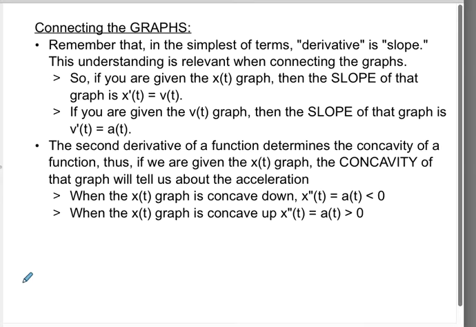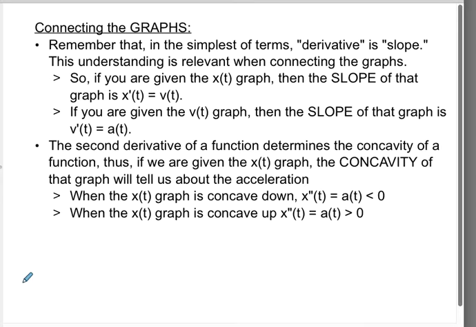So if you're given the graph of x of t, then the slope of that graph is x prime of t or v of t. If you're given the v of t graph, then the slope of that graph is v prime of t or a of t. The second derivative of a function determines the concavity of a function.